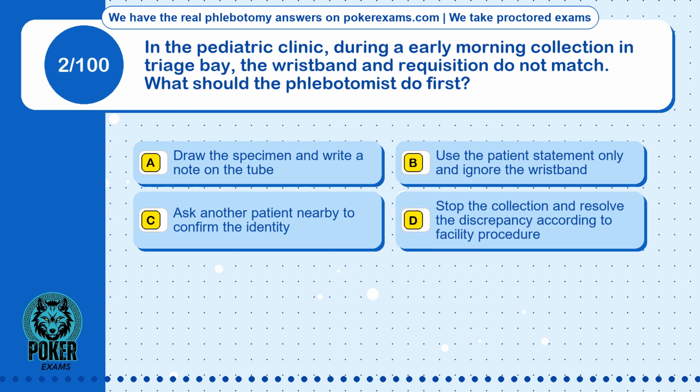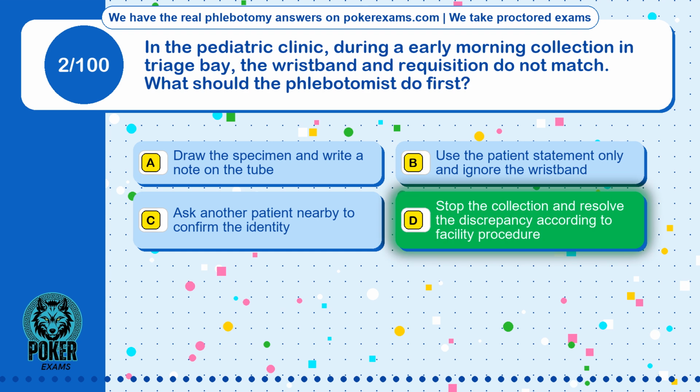Question 2. In the pediatric clinic, during an early morning collection in triage bay, the wristband and requisition do not match. What should the phlebotomist do first? Option A. Draw the specimen and write a note on the tube. Option B. Use the patient statement only and ignore the wristband. Option C. Ask another patient nearby to confirm the identity. Option D. Stop the collection and resolve the discrepancy according to facility procedure.